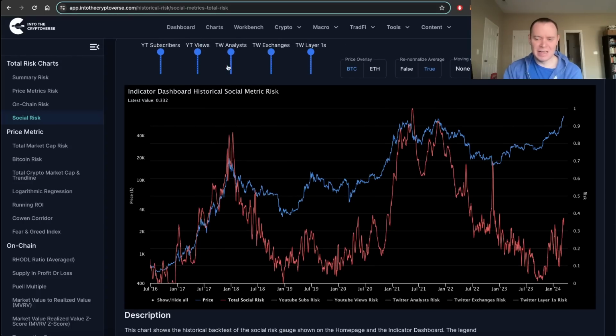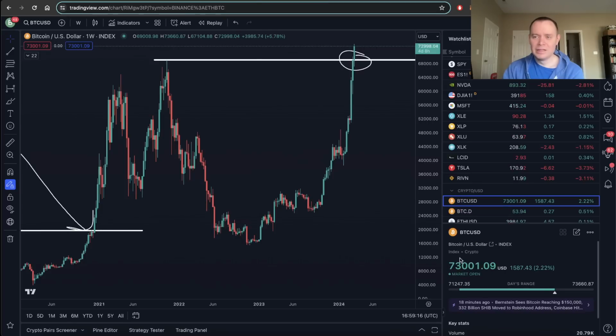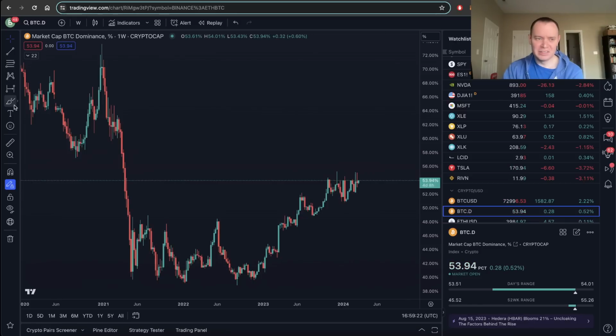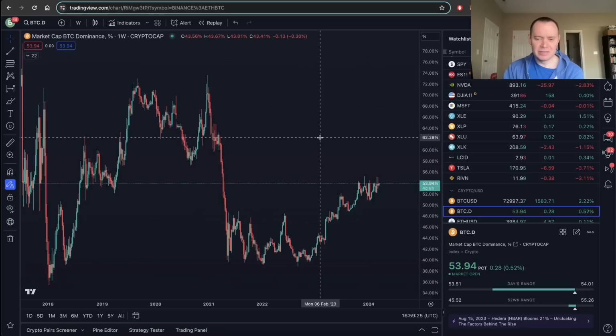Again, my base case is that dominance goes up, as people recognize the relative value of Bitcoin against the other different cryptocurrencies. But I could be wrong about that. That's just been my view for a while, and we will see if it continues to play out like that. I mean, right now Bitcoin is around $73,000, dominance just below 54%. Seems like there's a crescendo here of a lot of different things that we've talked about in a lot of prior videos.